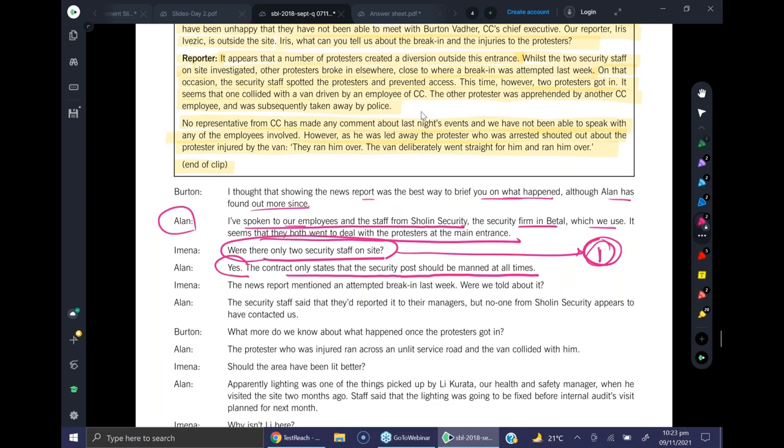So first you write that the security post only had two staff. And remember that you're writing a summary. The format is summary, so don't write extraordinary details. Consequences: the two people were not able to handle the protesters, and they broke in and came inside the area.